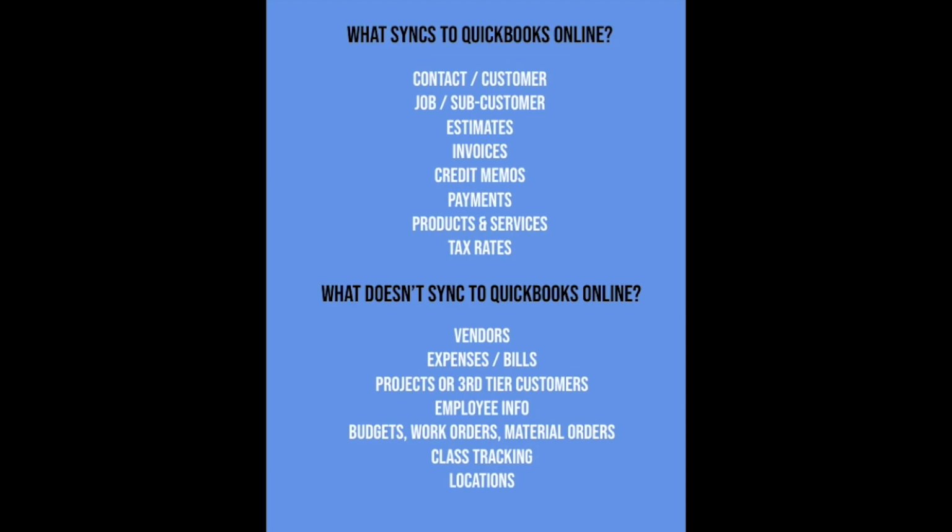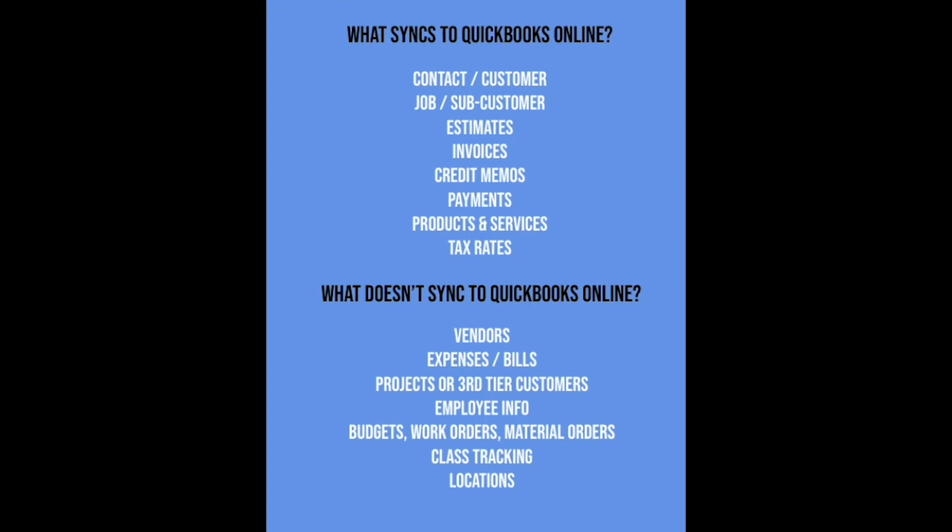If you have information currently sitting on a project, JobNimbus will not be able to import those, nor anything on a third tier. That would be a sub-customer of a sub-customer or beyond. We can only sync the customer and sub-customer. If you are using sub-customers in QuickBooks, you will need to have the jobs feature enabled in JobNimbus in order to import those sub-customers. We're not going to sync any employee information or bank account information.